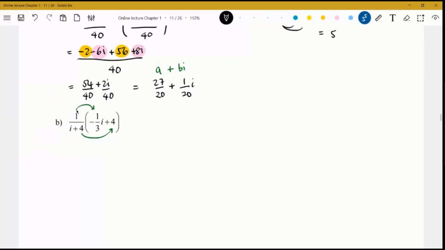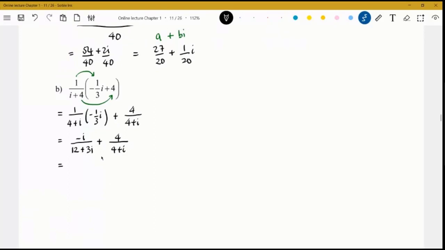So yang ini kita boleh tukar dia jadi 4 plus i. So saya jadikan dia adalah 4 plus i darab dengan negatif 1 over 3i plus 4 over 4 plus i. Yang ini pula dia adalah negative i pada bahagian atas. So 3 times 4 will be 12 plus 3i over 4 plus i.